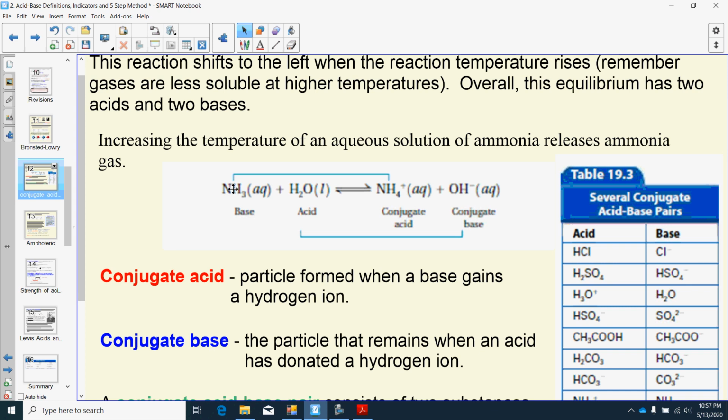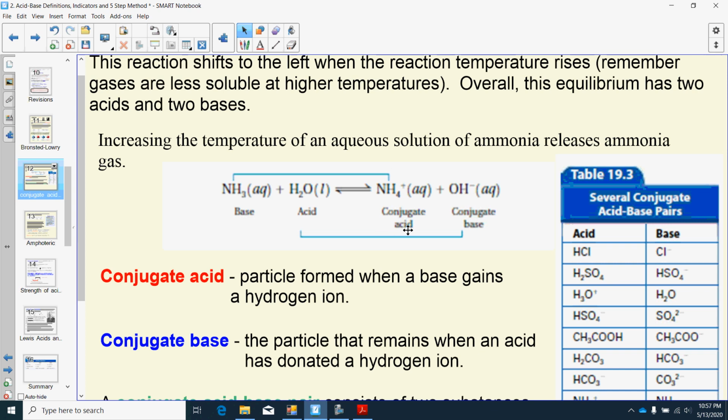Okay, so here's our base, it's accepting an H. Here's our acid. Who knew that water would be an acid? We see that a lot now, because we see water accepting or donating H's all the time. So here's our base, here's our acid, here's our conjugate acid, because it's what the base looks like after it takes the H, and this is our conjugate base. It's what the acid looks like after.